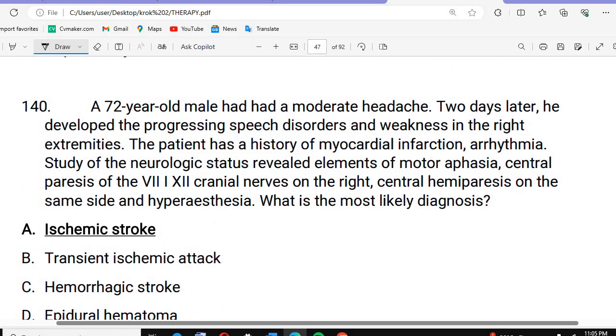Then a patient having a moderate headache, 2 days later develops progressing speech disorders and weakness in the right extremity. The patient has a history of myocardial infarction, arrhythmia. Study of the nerve status revealed elements of motor aphasia, central paresis of the 7th, 11th, 12th cranial nerves on the right, central hemiparesis on the same side, hyperesthesia. So what is the most likely diagnosis?